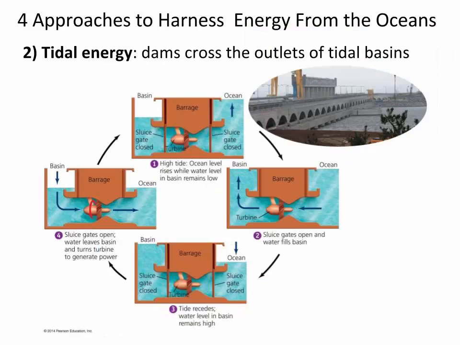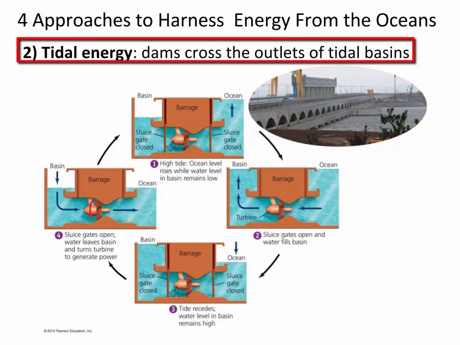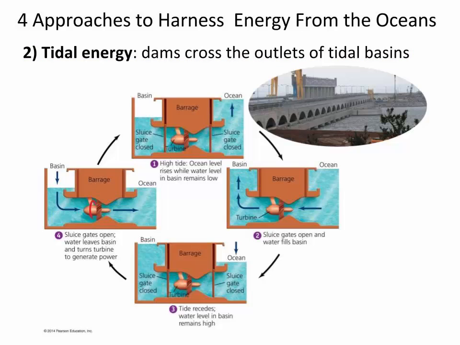The second approach to harnessing energy from the ocean's motion is to capture tidal energy by building a dam across the outlet of a tidal basin. Differences in height between low and high tide are greatest in long, narrow bays. The incoming tide flows through the sluice gates. The sluice gate is closed and the tide recedes, causing there to be a difference in the water level on either side of the barrage.